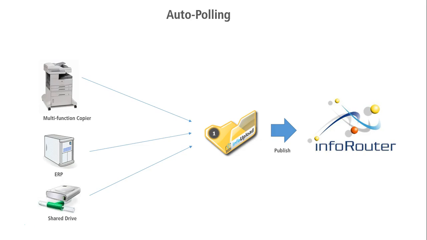Or again, we can poll a shared drive, so if people are contributing files to that during the day, you can automatically pick those up and preview them, index them, and upload them into infoRouter. So let's have a quick look at how that works.